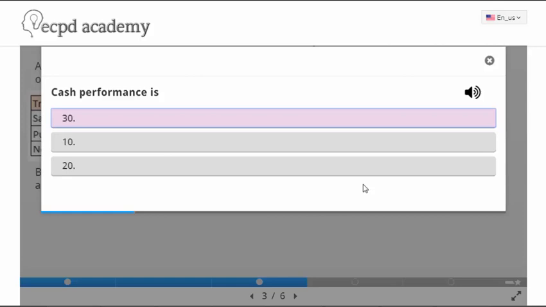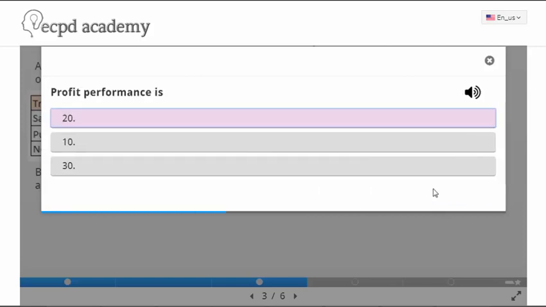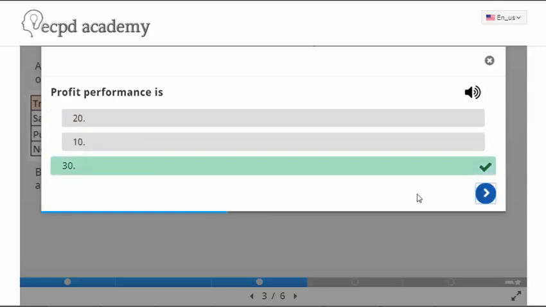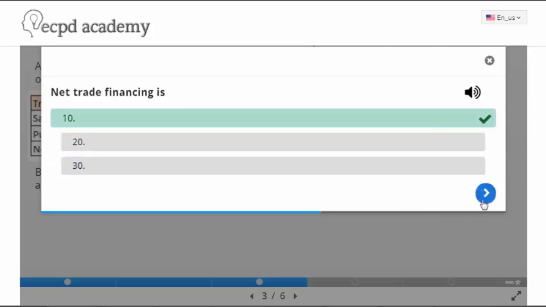So the first calculation question is asking for cash performance, which is $20. The next question is for profit performance, which is $30. The third question is calculating net trade financing, which pertains to the amount owed by the customers minus the amount owed to the suppliers, which is $10.